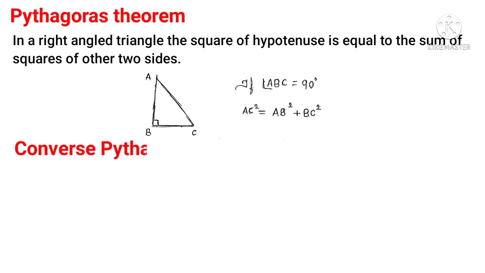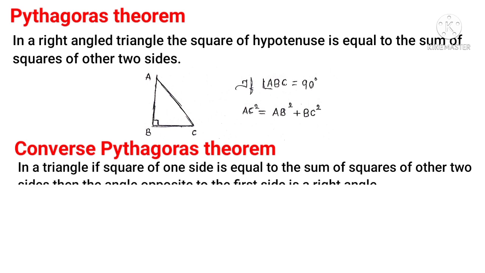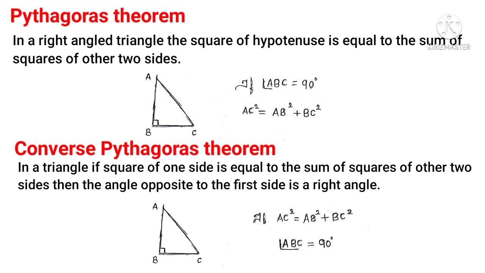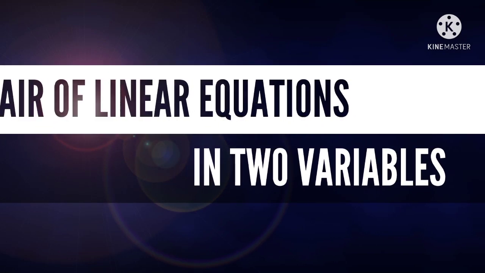Converse Pythagoras theorem. In a triangle, if the square of one side is equal to the sum of squares of the other two sides, then the angle opposite to the first side is always a right angle. Again consider a triangle ABC. Here AC square is equal to AB square plus BC square, and therefore we can write the triangle ABC is a right angle triangle. Now we will discuss the next chapter, pair of linear equations in two variables.